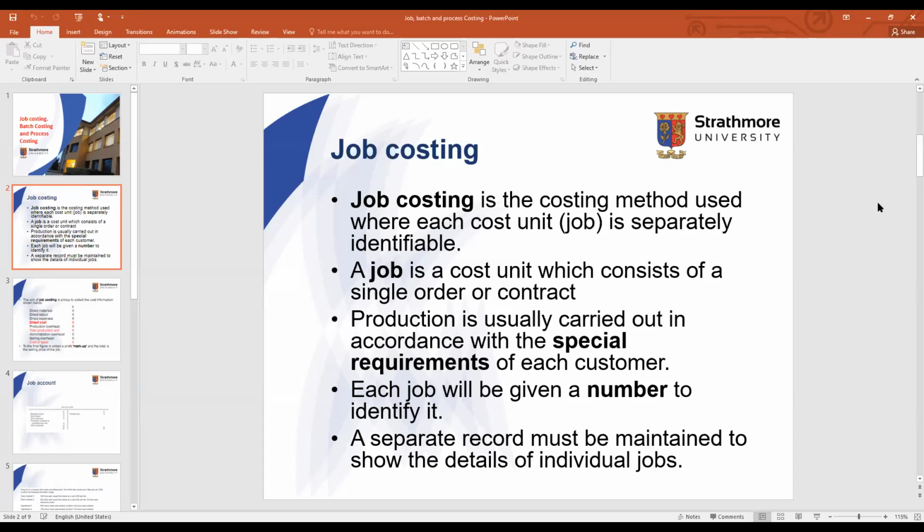So job costing is a costing method used where each cost unit, that is a job, is separately identifiable. It is possible for us to identify that this is a particular job, which is unique. Don't forget this particular job is going to be unique for the customer, so it's the customer who is going to be dictating. The production more or less is going to be instigated by the customer.